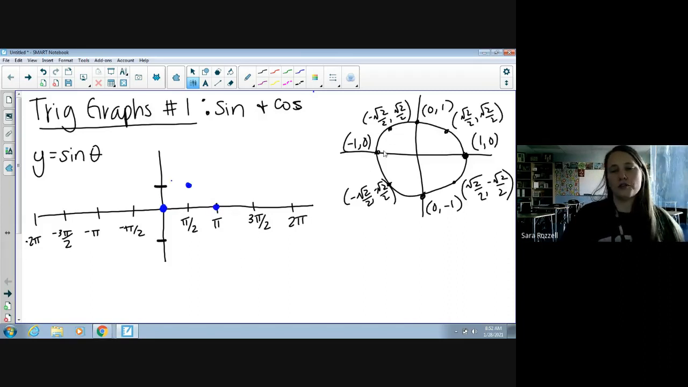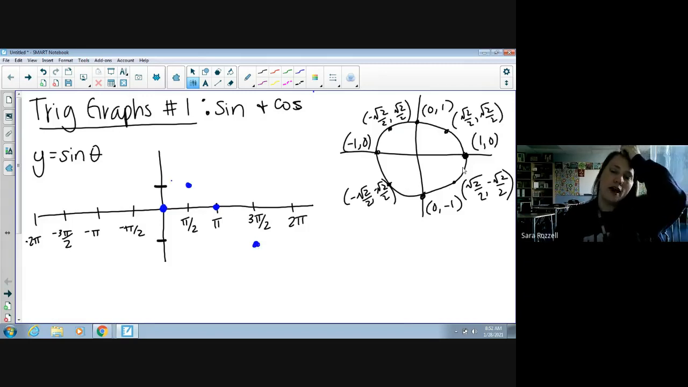Now we'll go to 3 pi over 2. At 3 pi over 2, what's the y value? -1. At 3 pi over 2, we're at -1. Then we'll go back to 2 pi. What's the y value at 2 pi? That is 0. So here we go.